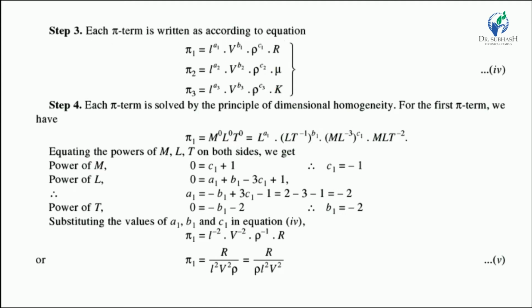Okay. Now we have to put the non-repeating variable in each pi term. The remaining variables are taken as non-repeating variables. Each pi term has any one non-repeating variable. So 3 non-repeating variables are left: resisting force, viscosity mu, and bulk modulus. Any of these can be taken in any of the 3 pi terms.